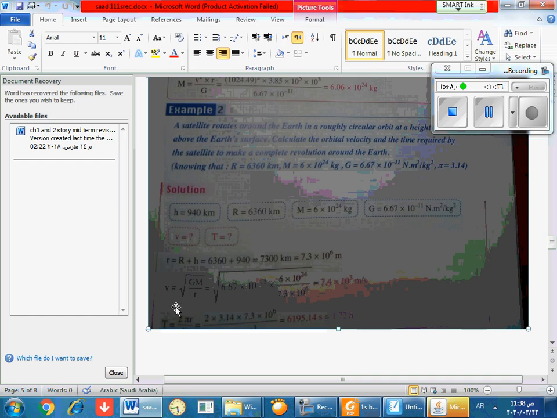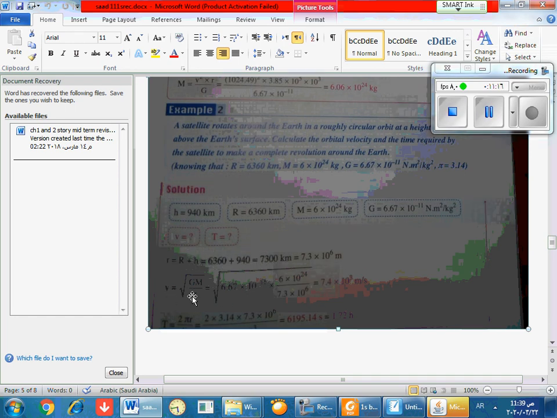We have the following givens here: the height h and radius R, the mass of the planet, and G, which is a constant. To measure velocity, v equals root GM over r. We have all the givens, but we must know r, the distance from the center of the Earth to the satellite. r equals R plus h. So r here is 6360 kilometers plus h 940 kilometers, which is equal to 7300 kilometers or 7.3 times 10 power 6 meters.